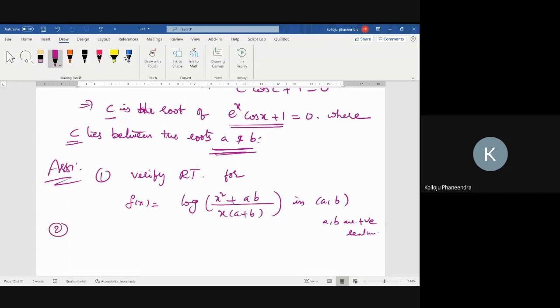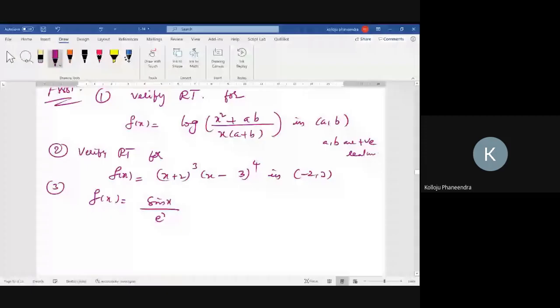Another one, same, verify Rolle's theorem for f of x equal to x plus 2 whole cube, x minus 3 whole power minus 4 in interval minus 2 comma 3. Another one, f of x equal to sin x over e power x in interval 0 to pi.